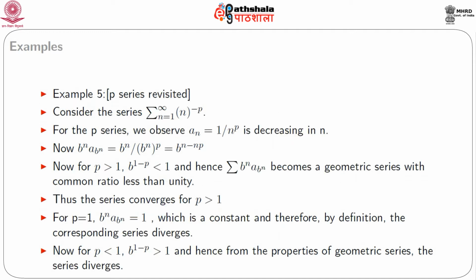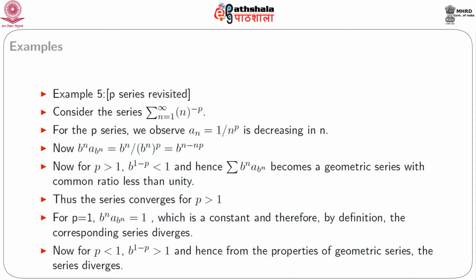In our next example, we revisit the p series, the convergence of p series. As already discussed, the nth term for a p series is n to the power minus p, and we also observe that this nth term is decreasing in n. Now b to the power n, a b to the power n is nothing but b to the power n minus np.